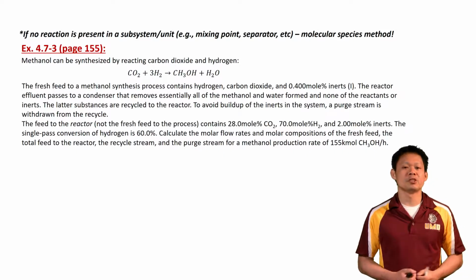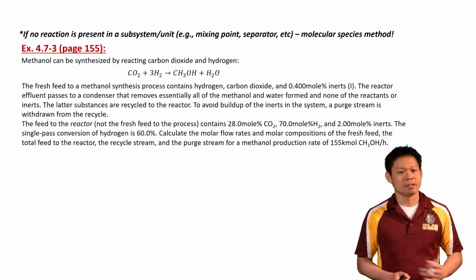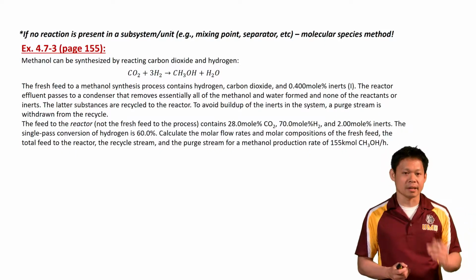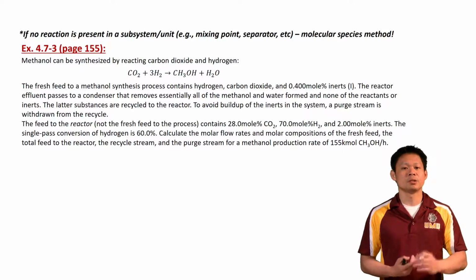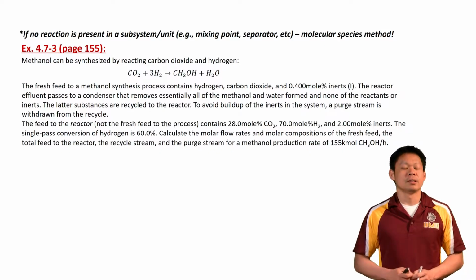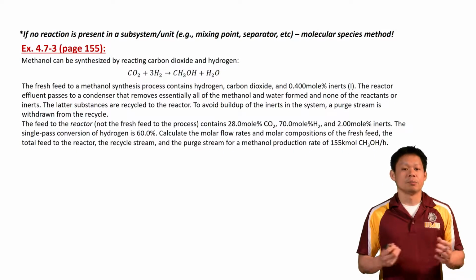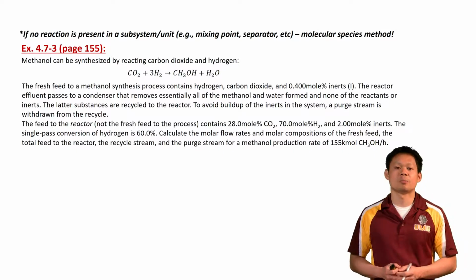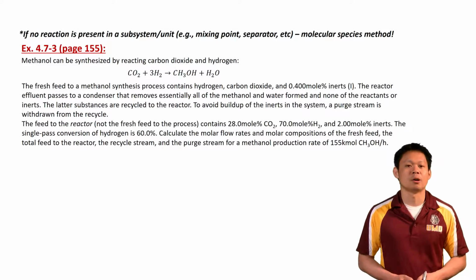Then we're given more information about this process: the feed to the reactor, not the fresh feed, so this is the feed that is combining the recycle stream and the fresh feed. We're given the compositions of that stream with CO2, hydrogen, and inerts. We're given the single pass conversion of hydrogen in that reactor, and then we are told to calculate a whole bunch of different things with a basis given in there. The methanol production rate that we want is 155 kilomoles of methanol per hour.